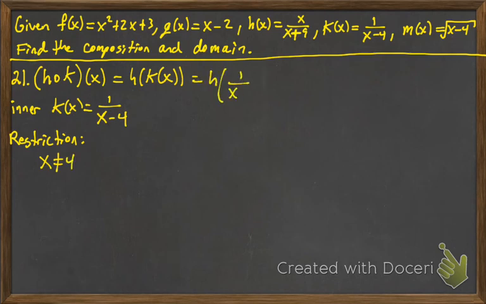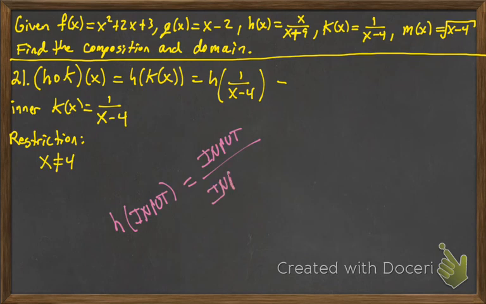Okay. All right, so here we go. h of k is h of 1 over x minus 4. So here's what h does. h takes your input, and it says input over input plus 9. So where you see the inputs, you're going to be putting 1 over x minus 4.